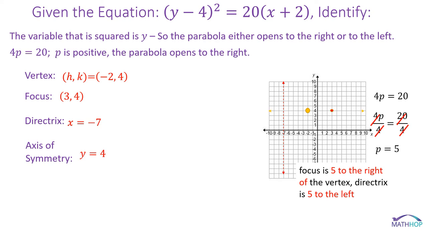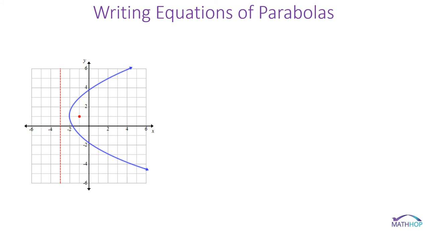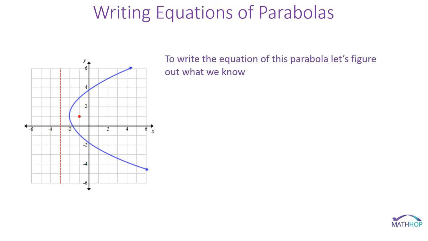All right. Let's talk about writing equations of parabolas. When we write the equation, we're sometimes given the parabola itself. Sometimes we're given other information. We'll look at that. So to write the equation of this parabola, let's figure out what we've been given. It looks like we've been given the directrix. We can tell the vertex, and we have the focus.